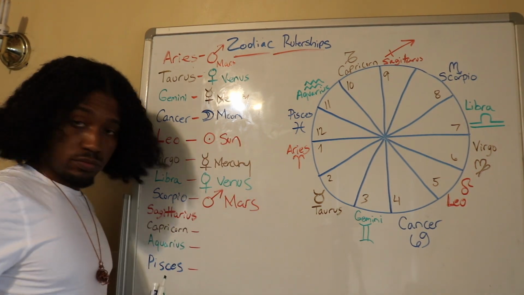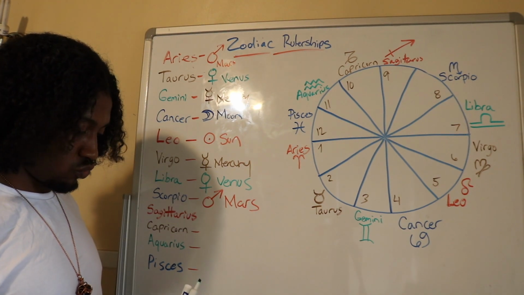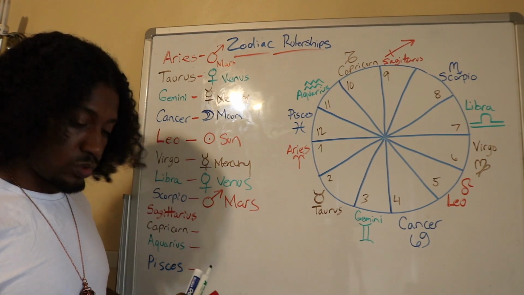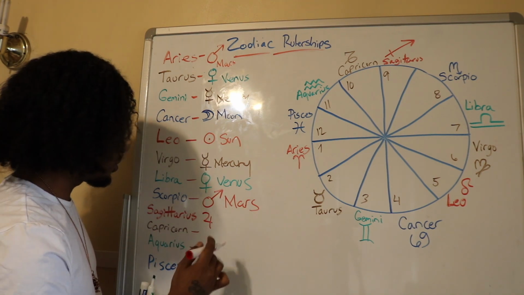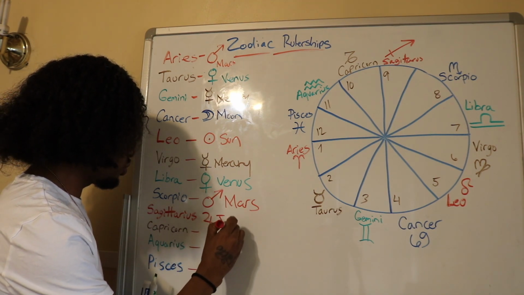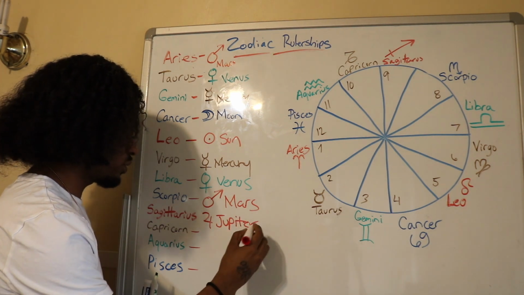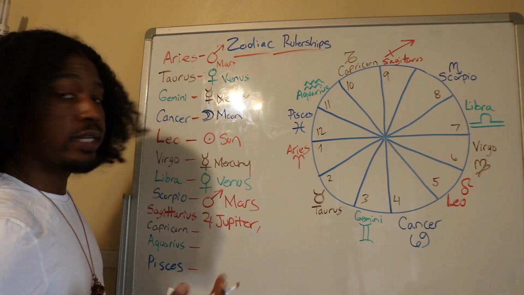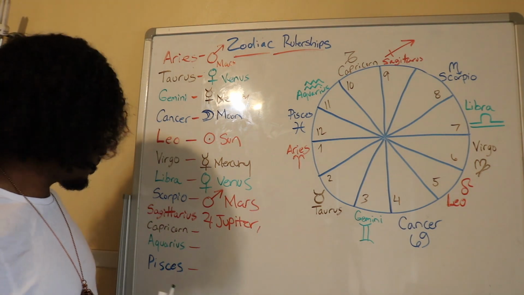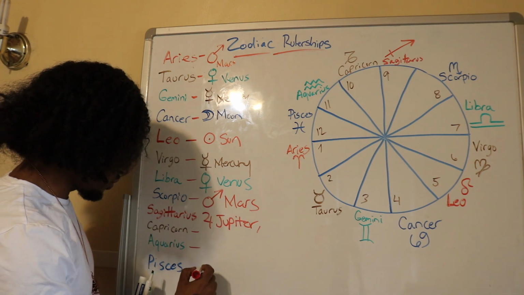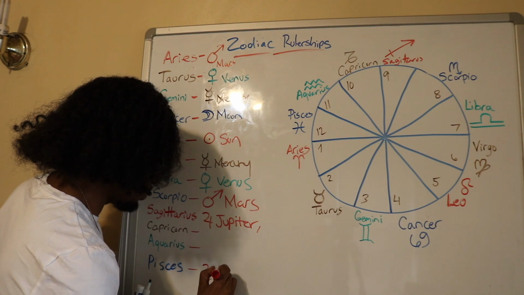Now let's jump down to Sagittarius. Sagittarius is ruled by Jupiter. The glyph for Jupiter looks like a 2-4. That's Jupiter. Jupiter also rules over the sign of Pisces, which is the other sign it rules over. So we're going to put the glyph, and we're going to put Jupiter.